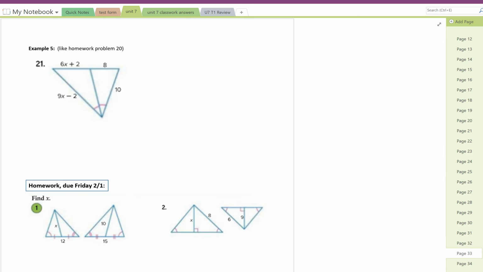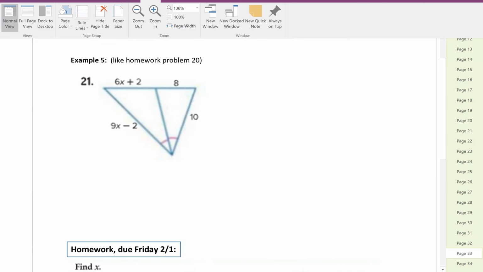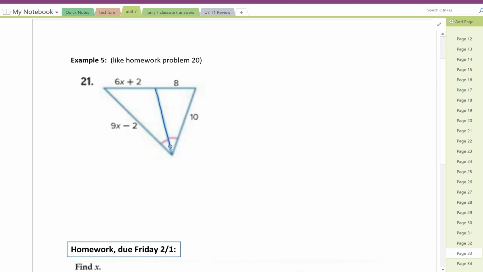Okay, last example, the last part of Unit 7. Then you'll be ready to work on your homework when you come in the next day. Okay, I have an angle bisector right here. And so the two line segments that it creates have to be proportional to the other two sides. So what would that actually look like? Well, 9x minus 2, the proportion between it and 6x plus 2 is going to have to be equal to this side, which is 10, over this new segment, which is 8.